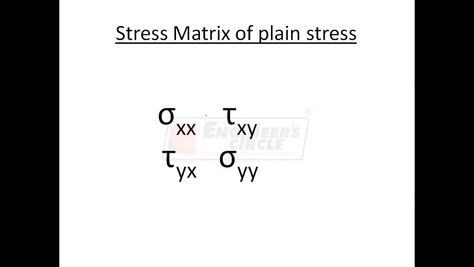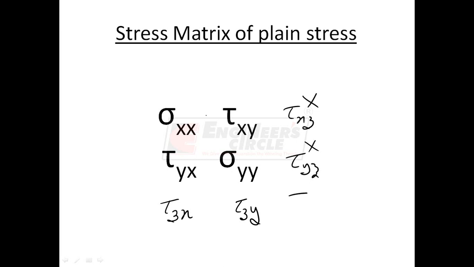Therefore, the stress matrix of plane stress looks like this, which has only components in x and y direction. All the components of stresses in one of the directions, let us say z direction, are not appearing. That is, tau xz is 0, similarly tau yz is 0, similarly tau zx is 0, tau zy is 0, and sigma zz is also 0. The only components that are appearing are these components.